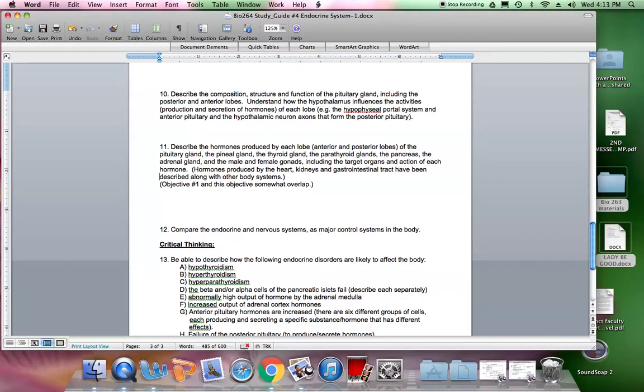Anterior pituitary is different, and yet it's still controlled by the hypothalamus. The hypothalamus produces what are called stimulating hormones or inhibiting hormones. They used to call them stimulating factors or inhibiting factors. So for each of the 6 different anterior pituitary hormones, they will receive signals from the hypothalamus.